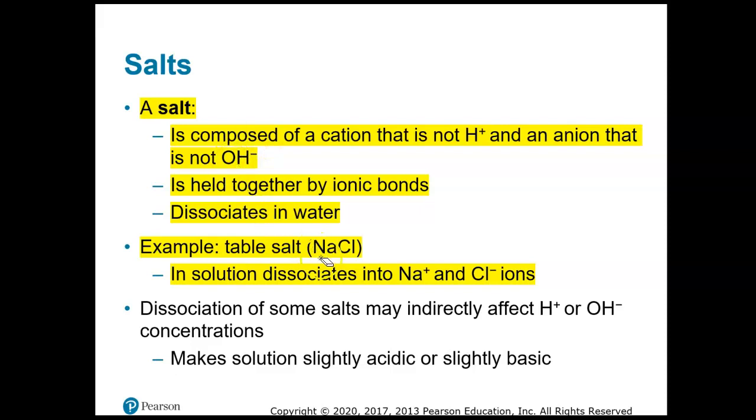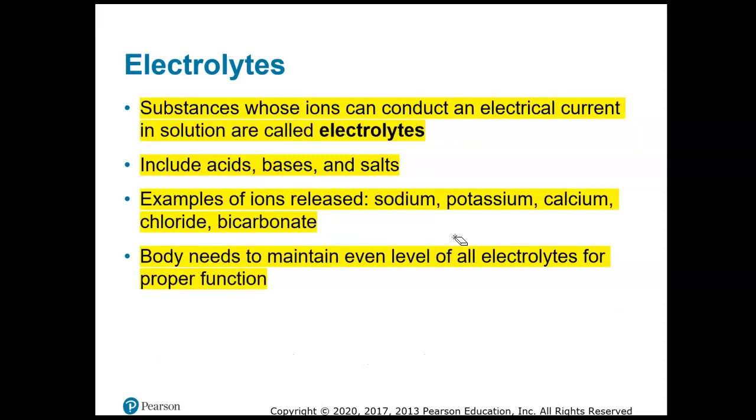So if the cation is sodium and the anion is chloride, that would be a salt. But there are other salts. There's like calcium chloride and magnesium bromide. It would be a cation and an anion together. The sodium chloride is just table salt, but there are other salts.